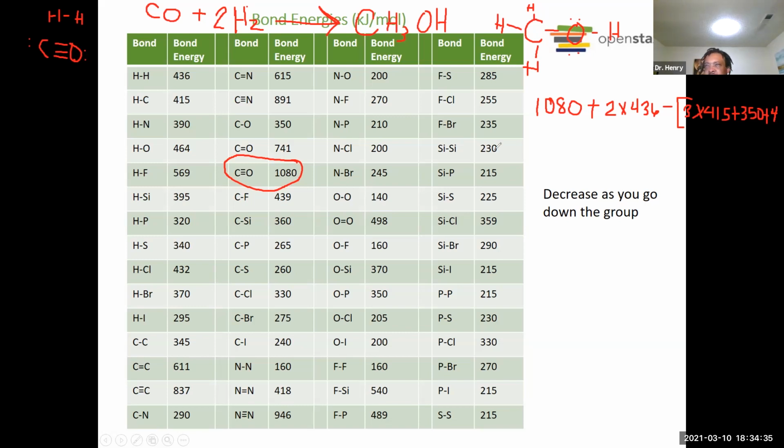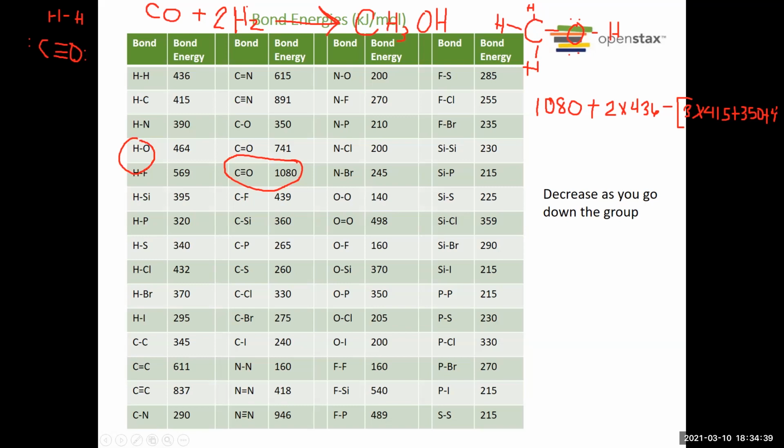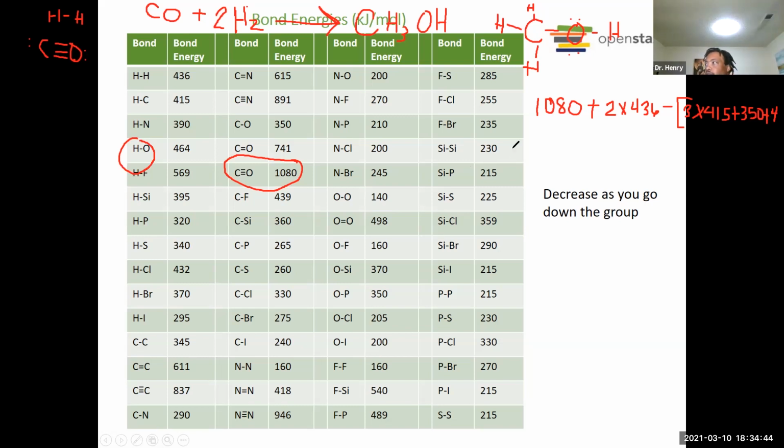What is it, right here? Oh, it doesn't matter if it's the other way around? No, it doesn't matter. It represents the same value. So yeah, 464. Okay, ran out of room.